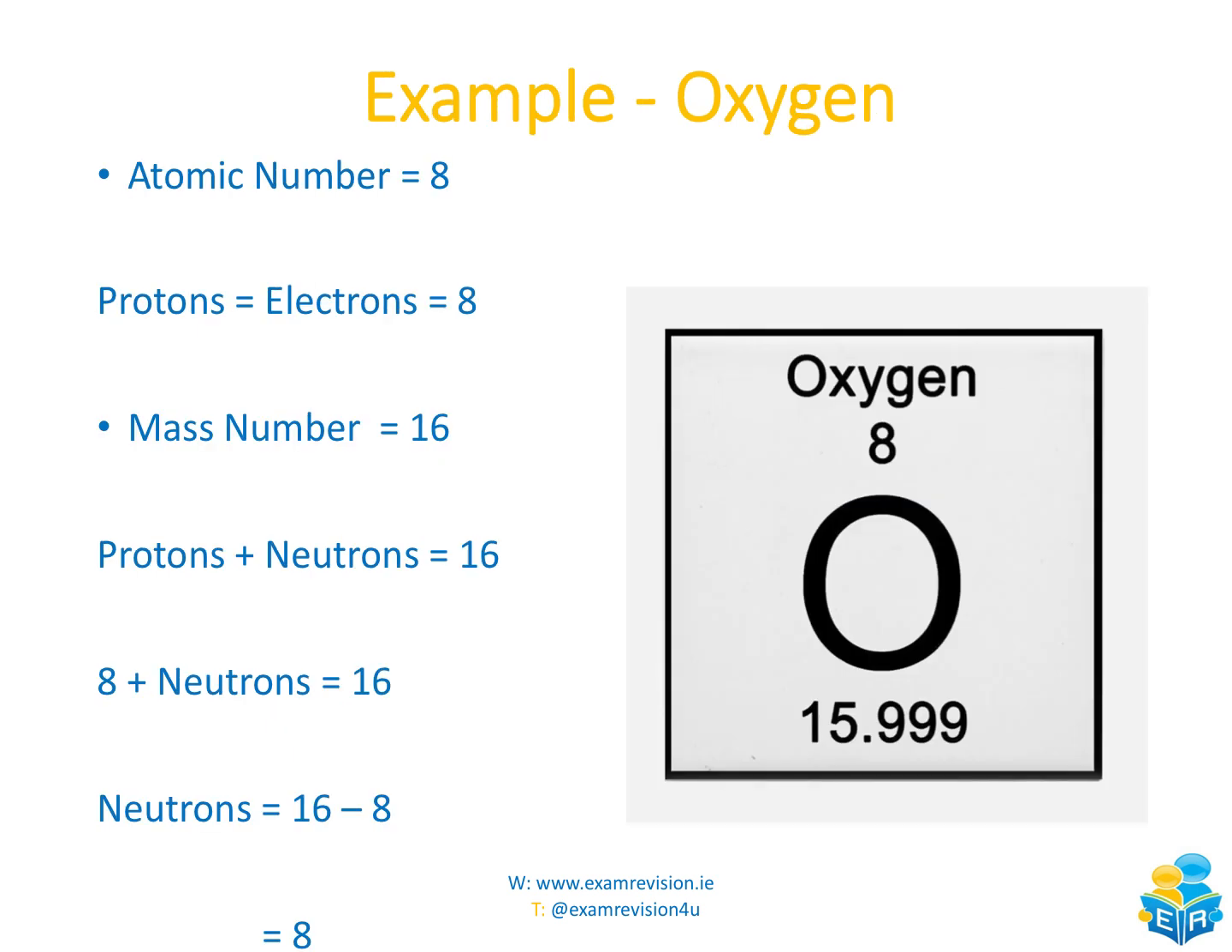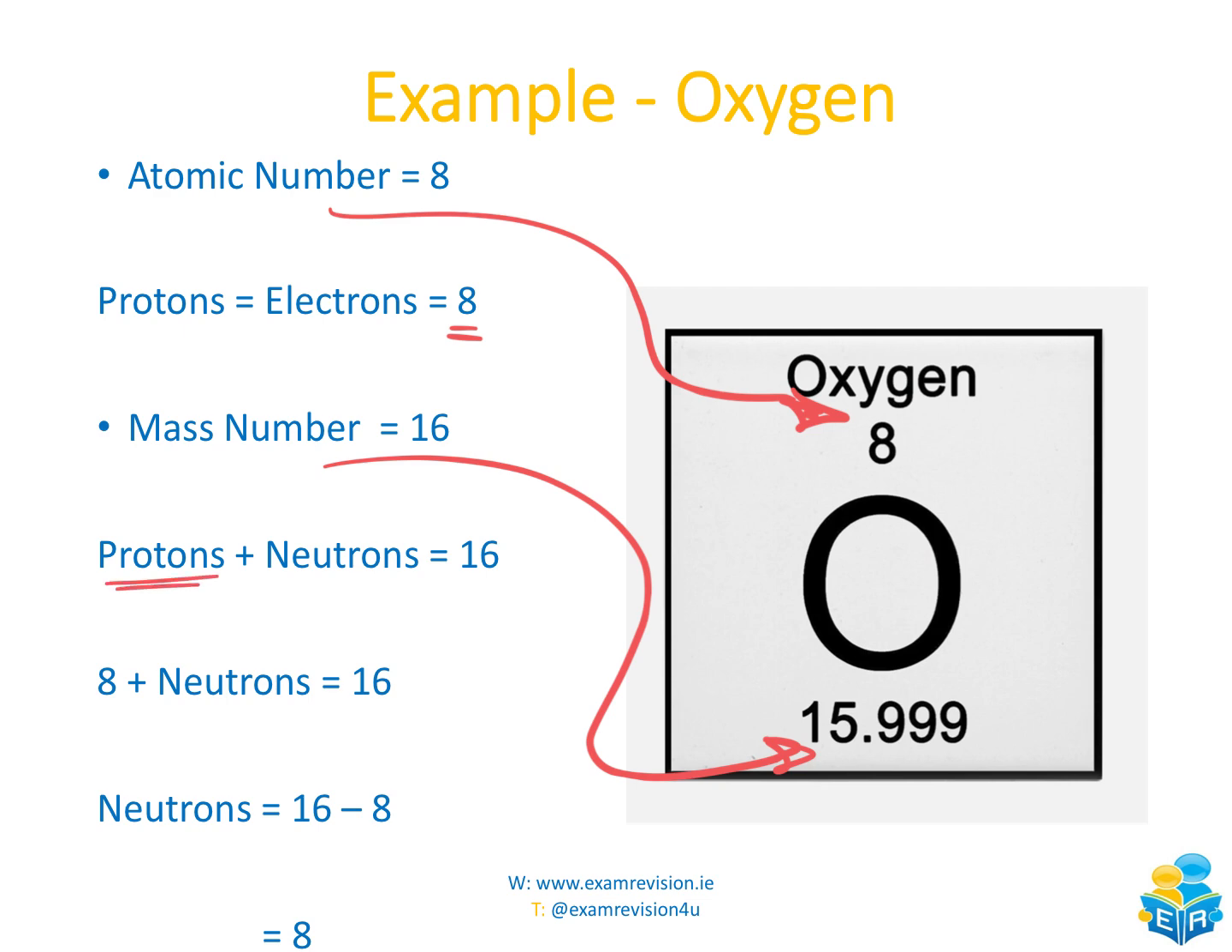So the example we've already seen was oxygen. The atomic number was 8, so this was this particular number down here. That tells us the number of protons and by extension tells us the number of electrons. They're both equal to 8. The mass number was 16, that was this number down here. That tells us the protons plus neutrons added together had to be 16, but if the protons are 8, that means the neutrons also have to be 8 because the total has to be 16. Okay, so we're going to see what this actually looks like now when we draw it.